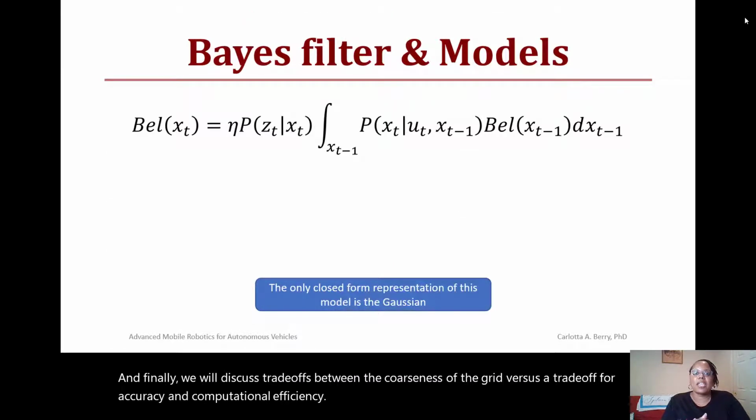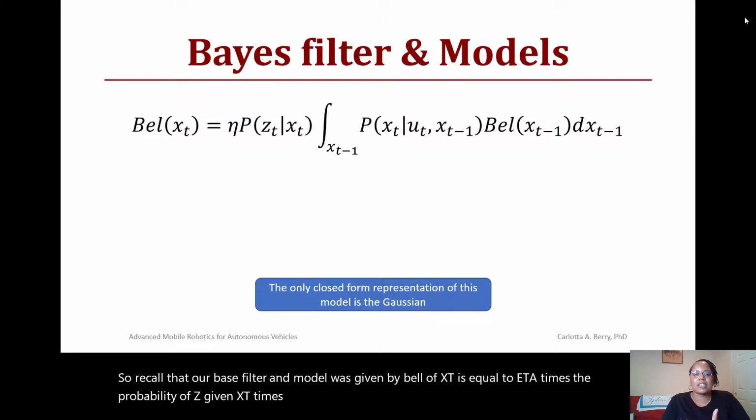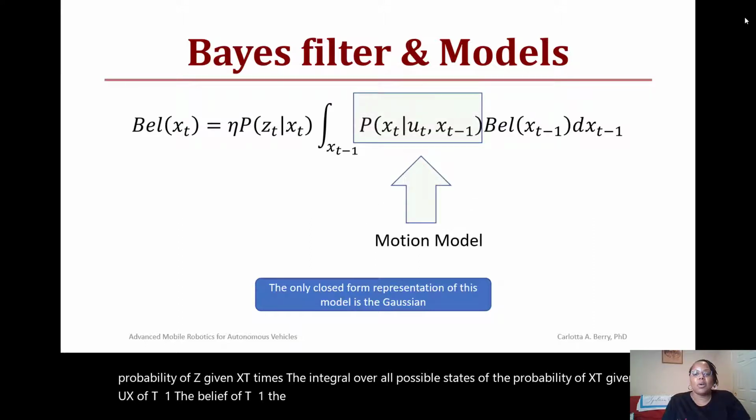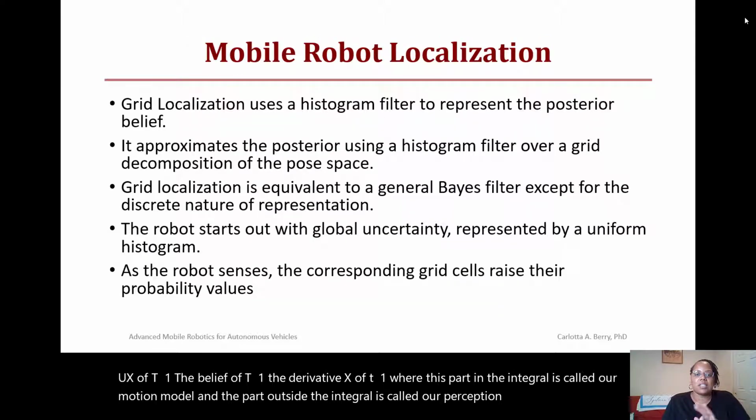So recall that our Bayes filter was given by bel(xt) equals eta times the probability of zt given xt, times the integral over all possible states of the probability of xt given ut and x(t-1), times the belief of x(t-1), d x(t-1), where the part inside the integral is called our motion model and the part outside the integral is called our perception model. And eta is called our normalization constant.